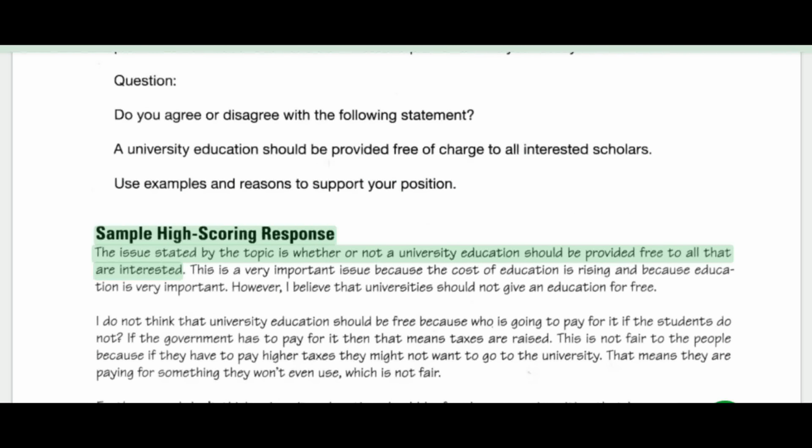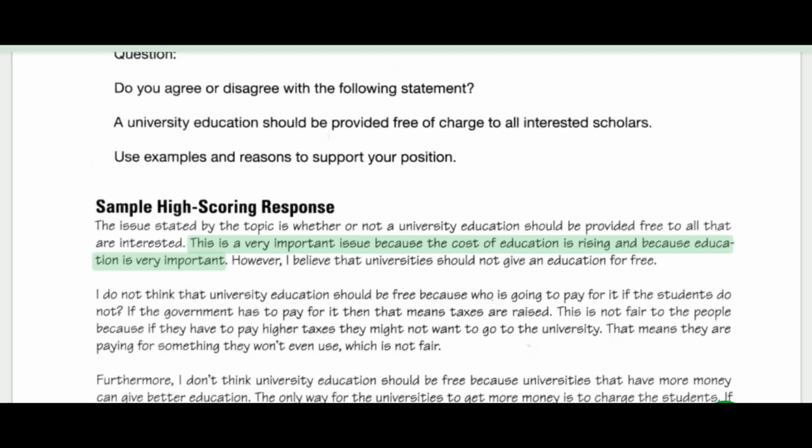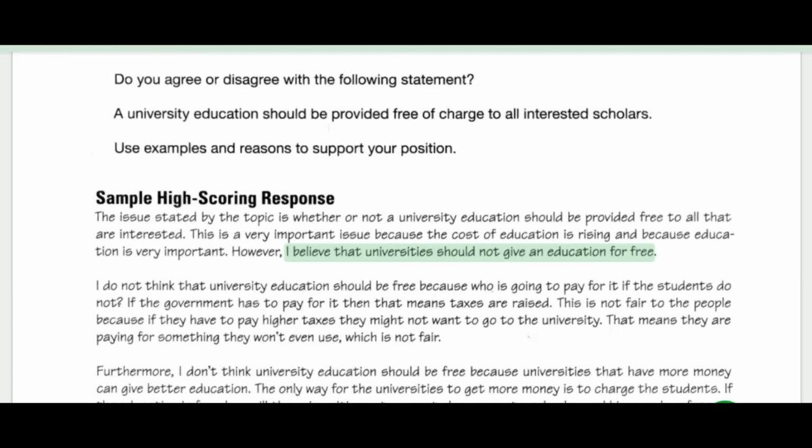Sample high scoring response. The issue stated by the topic is whether or not a university education should be provided free to all that are interested. This is a very important issue because the cost of education is rising and because education is very important. However, I believe that universities should not give an education for free.